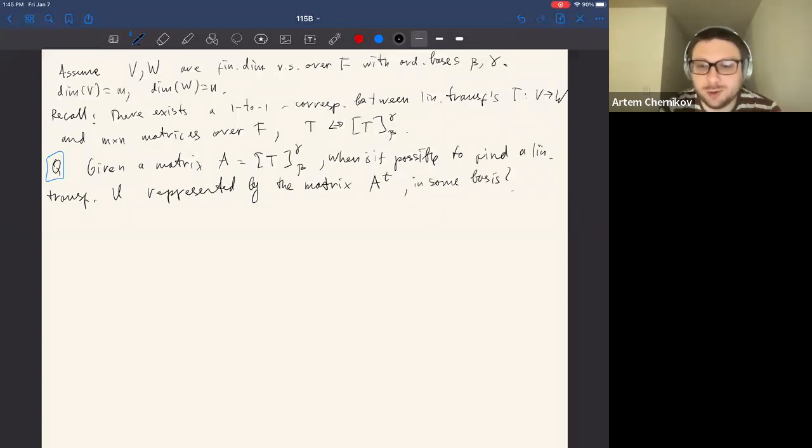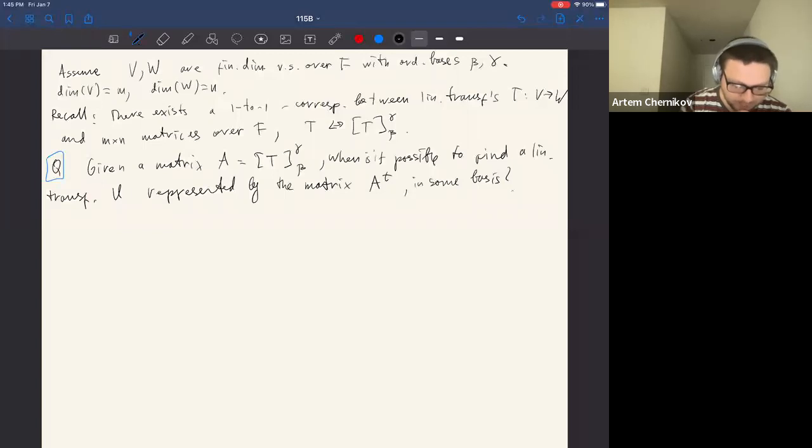So to motivate this question, we already know that this correspondence preserves, for example, addition and multiplication by scalars, right? We also know that composition corresponds to multiplication by matrices, but we also have this important operation on matrices, transposition. What we're trying to understand is whether there is some natural operation on the side of linear transformations which corresponds to transposition of matrices. And here it turns out dual spaces are very helpful.